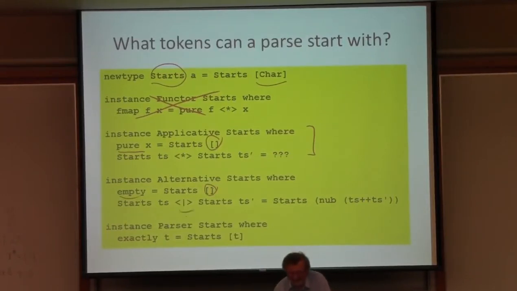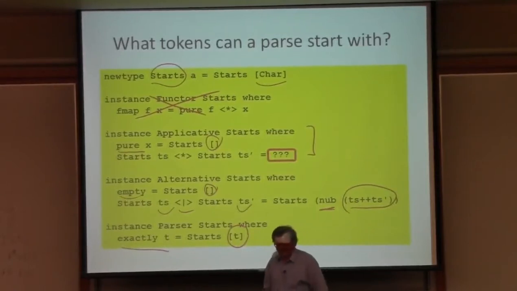What about choice? Well, if I choose between a parser that can accept all of these and a parser that can accept all of these, then the result is a parser that can accept the combination. Nub there is just removing duplicates, which I might otherwise get. And what about exactly t? What can that accept as the first symbol? Only one symbol, t. So this is all quite straightforward, isn't it? Except for this clause.